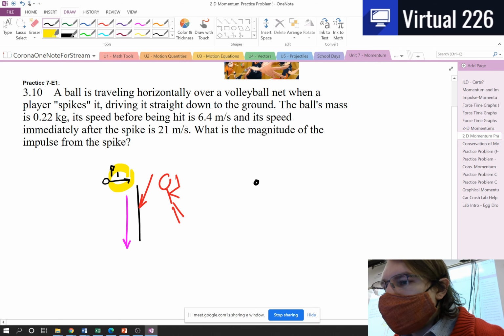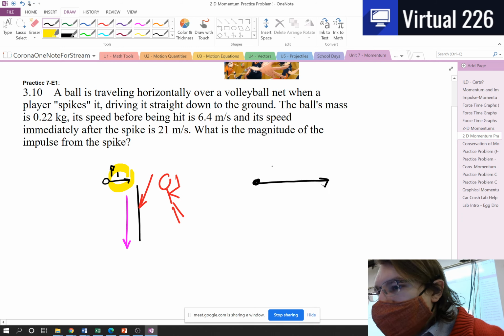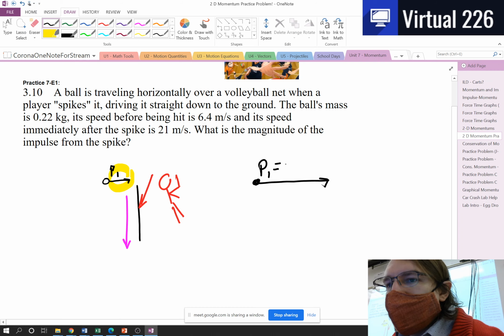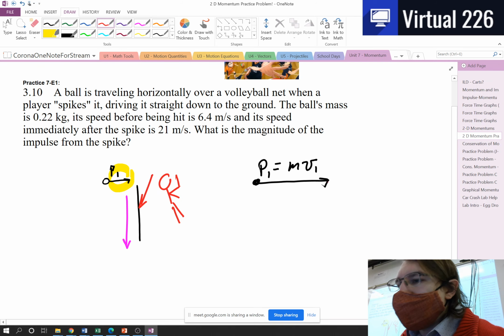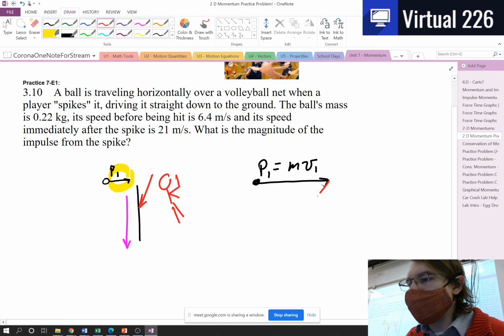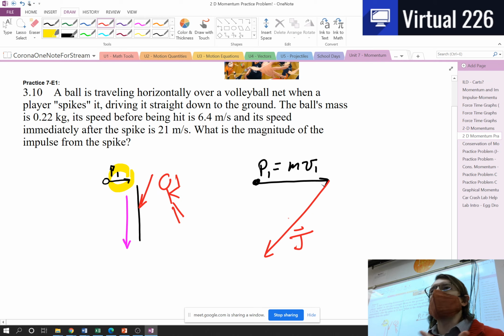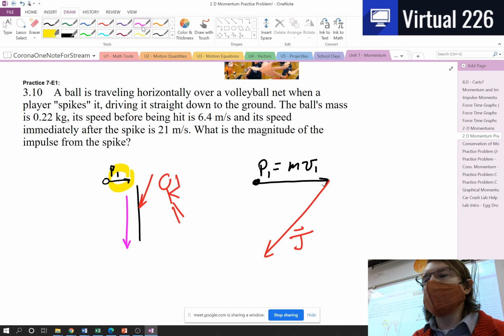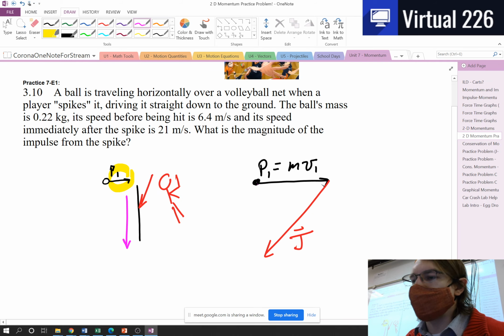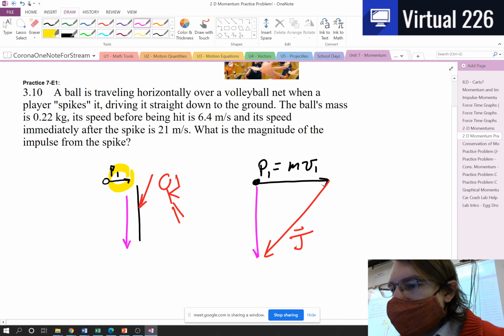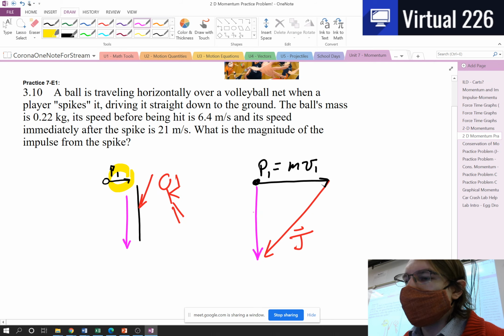So if we redraw the picture, we're going to have a momentum going this way. And this momentum is going to be equal to a mass multiplied by velocity. We are going to have an impulse added to that original momentum, driving it this way. So that's the impulse that the striker, whoever's spiking this ball, is sending it at. And as a result of that, or a resultant vector, we are going to get some final momentum going down. So this is our resultant vector here in pink.